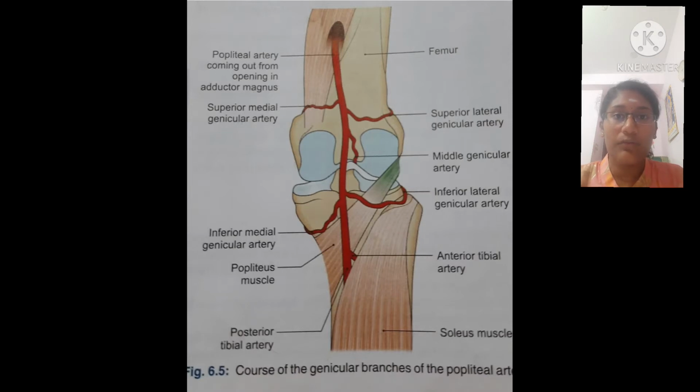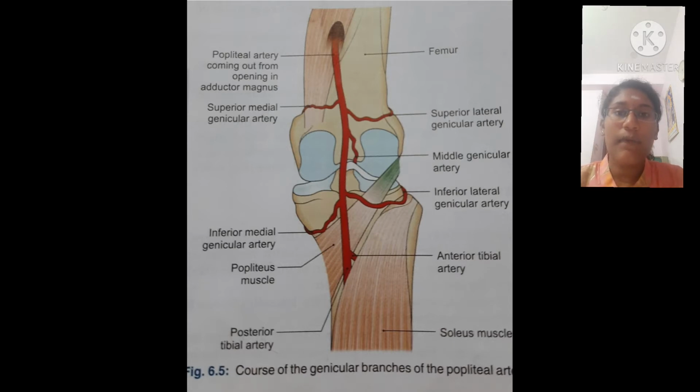So let's go to the origin of the popliteal artery. The popliteal artery is a continuation of the femoral artery. The popliteal artery originates at the opening in the adductor magnus muscle, which is also called the adductor hiatus. It is a continuation of the femoral artery.